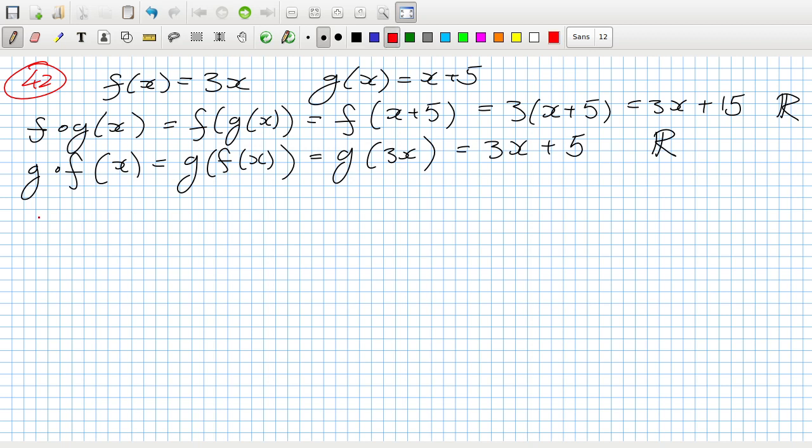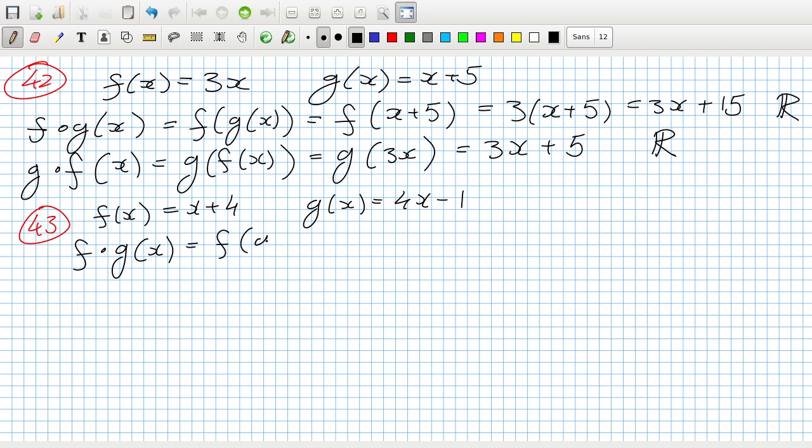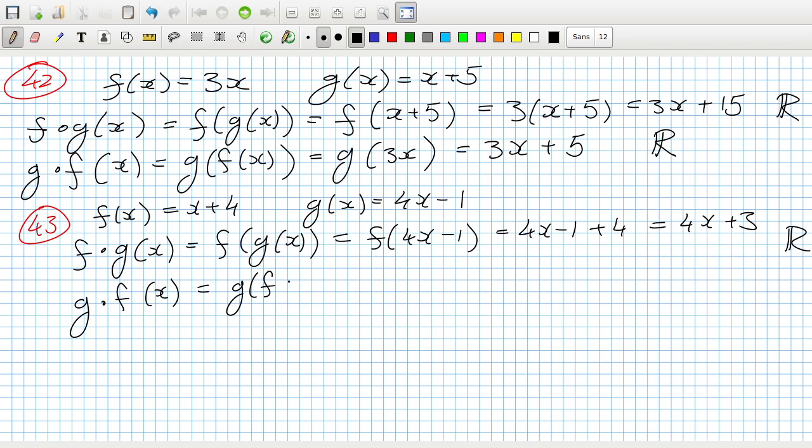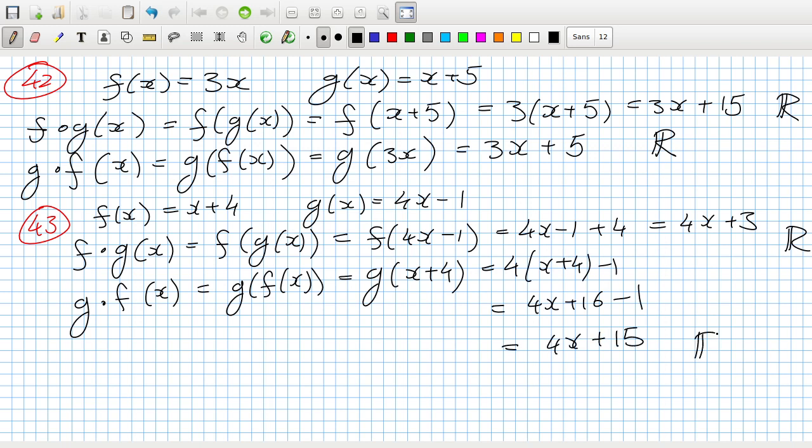Okay, good. Let's have a look now at 43. f(x) equals x plus 4. g(x) equals 4x minus 1. So f of g of x, that would be f of 4x minus 1, which would be 4x minus 1 plus 4, which is 4x plus 3, all real. g of f of x is g of x plus 4, which would be 4 times x plus 4 minus 1, which would be 4x plus 16 minus 1. So that's 4x plus 15, all real.